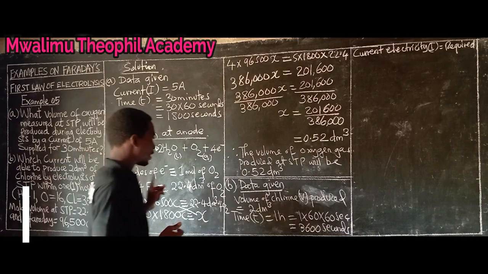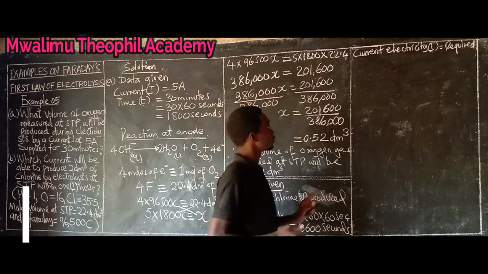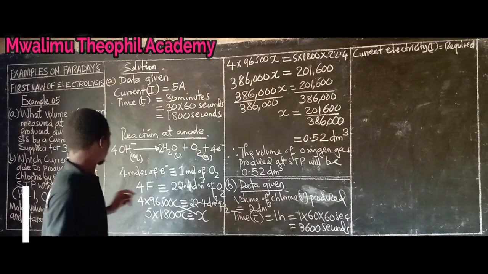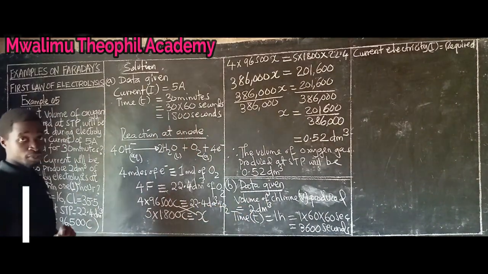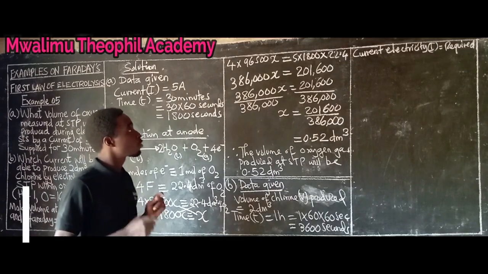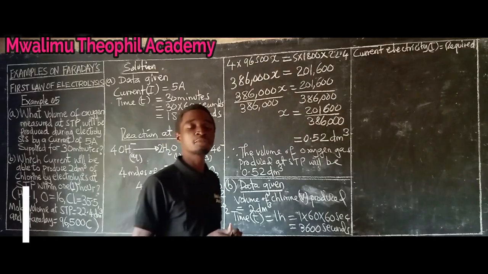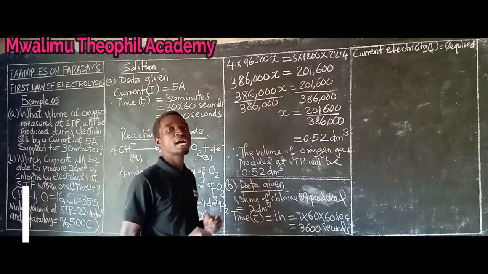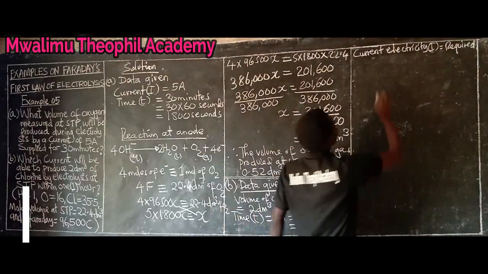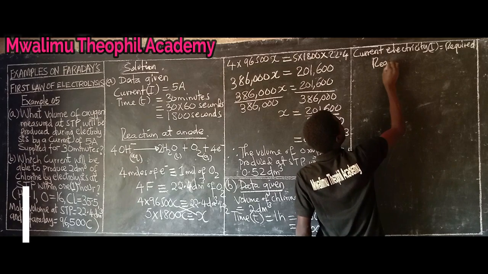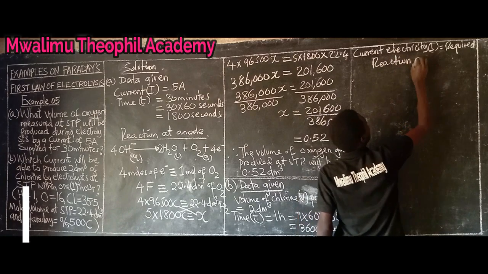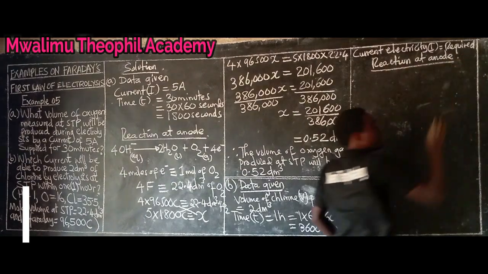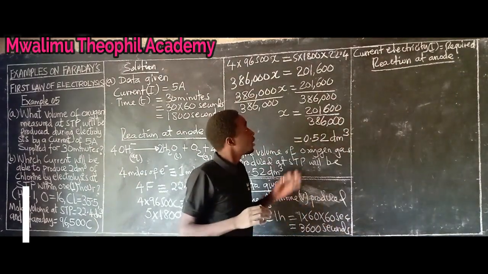Now here, the same, we are going to use a balanced chemical equation. It is the electrolysis of chloride ion to produce chlorine gas, which means it is an oxidation reaction which takes place at the anode. So here let us see the reaction at the anode.